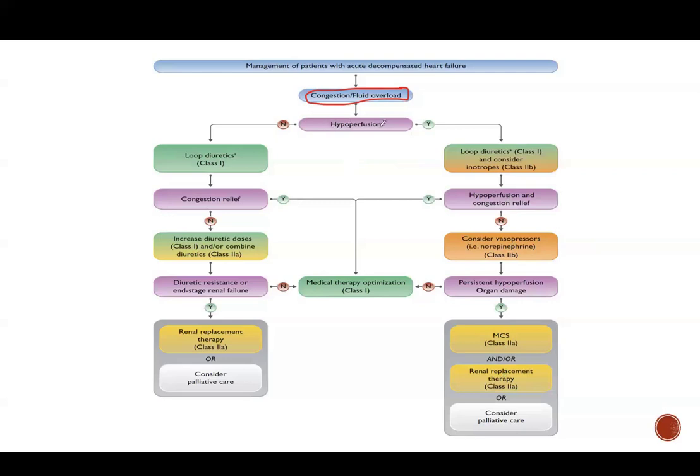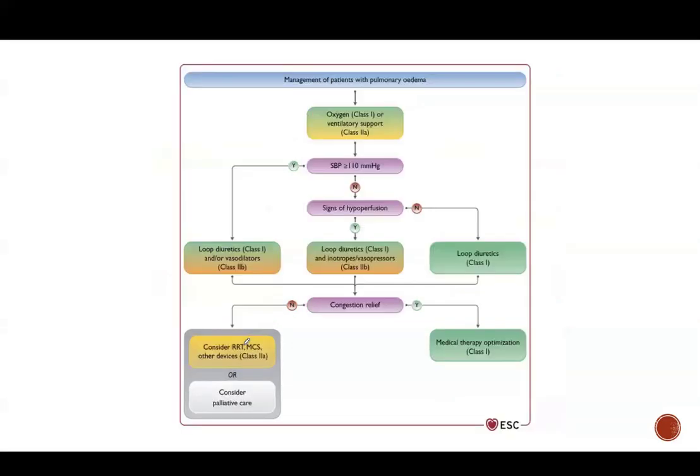Now suppose there is no hypoperfusion, that is, the patient is maintaining BP quite well and there are no signs of hypoperfusion, then the class 1 recommendation is loop diuretics. You should continue in this case, giving drugs only for relieving the congestion. If congestion is relieved, then you should optimize the medical therapy. If it is not relieved, then you have to increase the diuretic doses or combine with other diuretics. If it is still not relieved, you should consider diuretic resistance or end-stage renal failure. Then the patient should be considered for renal replacement therapy or palliative care.